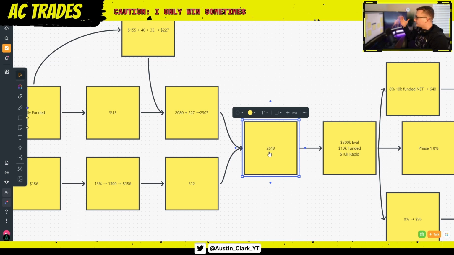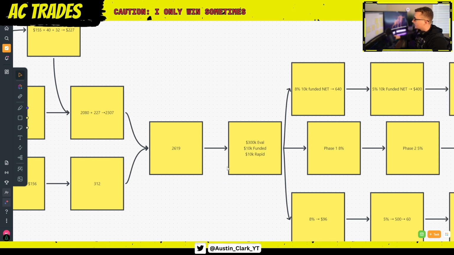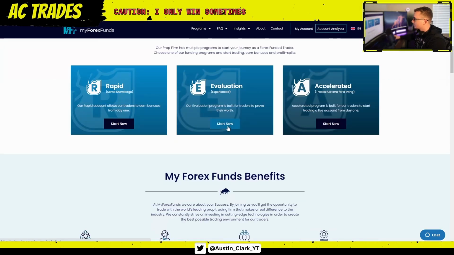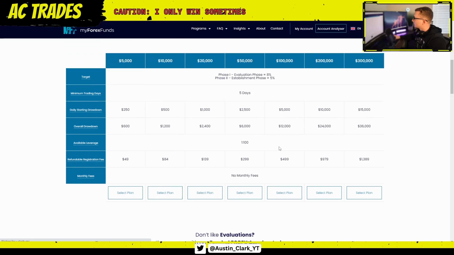That's crazy, right? All from literally just being consistent and slowly building your account as a trader. Now you have $2,619. You have a $10,000 funded account. You have a $10,000 rapid account. Now you're going to apply using some of that money for a $300,000 evaluation. You would say, well, how much is the $300,000 evaluation? You come over here to the My Forex Funds evaluation side. Again, this is the normal part of the prop firm. And then you scroll down right here, 300, which is the max you can do.